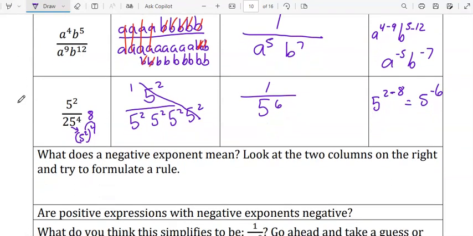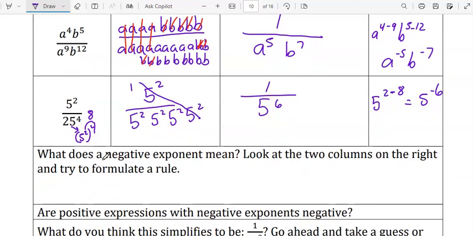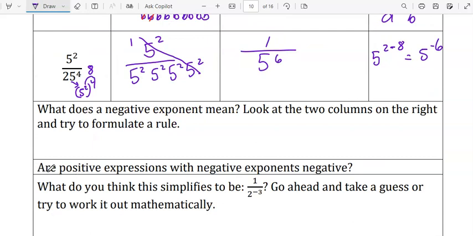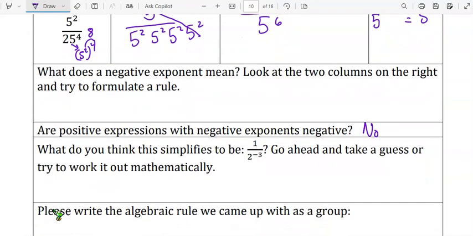What does a negative exponent mean? Look at the 2 columns on the right and try to formulate a rule. Answer the next question. Are positive expressions with negative exponents negative? No. What do you think this simplifies to be? 1 over 2 to the negative 3rd power. Go ahead and take a guess or try to work it out mathematically. To check the answer, it would be 2 to the 3rd power, also known as 8. Explain why that is in this box.